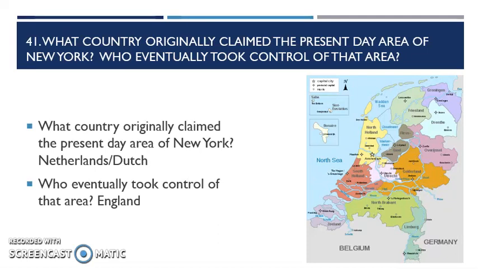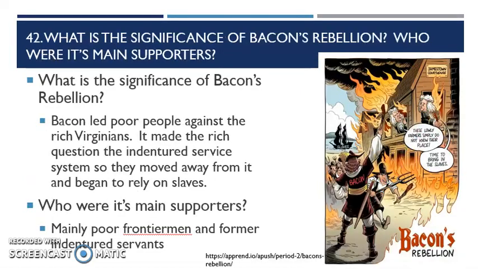But for question 41, you're looking at the New Netherlands over here in Europe, and who eventually took control of the New York area is going to be England, and that's why it's called New York, Duke of York, okay? So question 42 is, what is the significance of Bacon's rebellion and who were its main supporters?